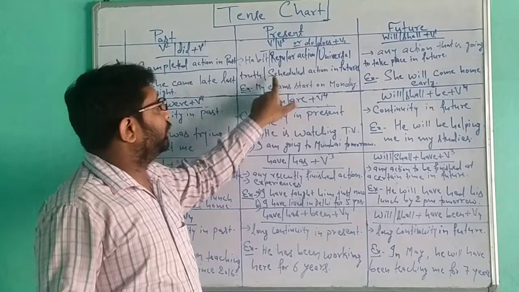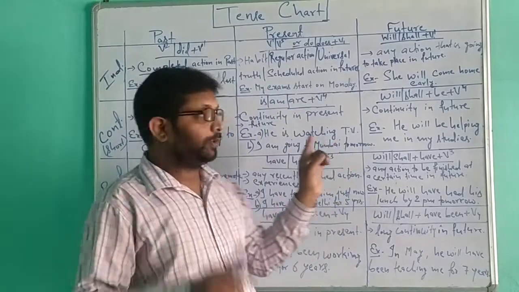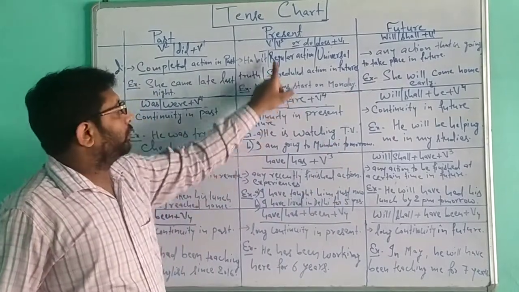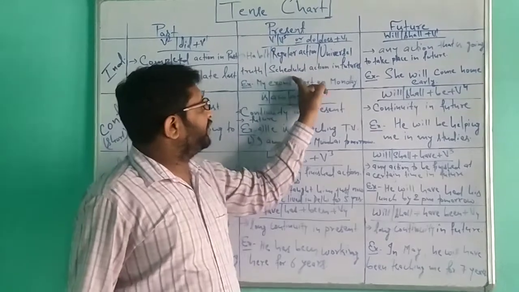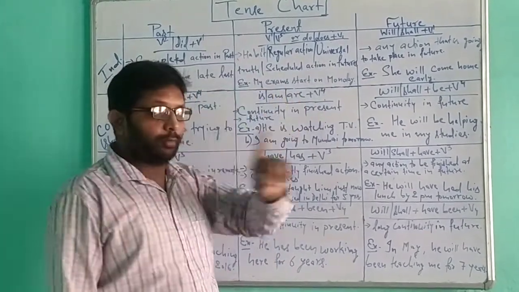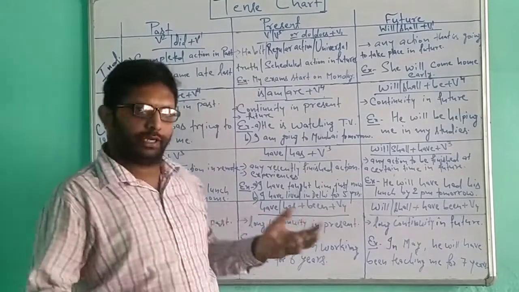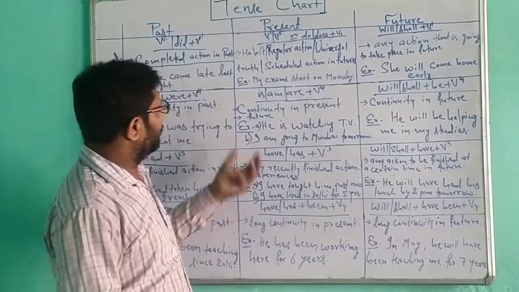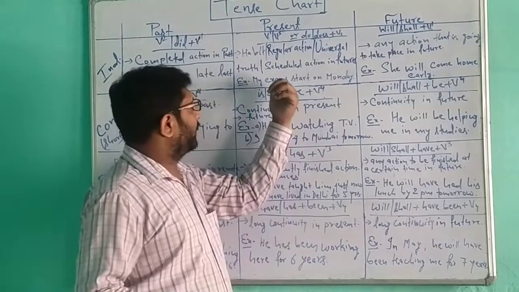If we talk about schedule, this is a very important use I'm talking about in simple present tense: a scheduled action in future. The same example has been given for the scheduled action. The rest of the examples were easy for you, so I gave them orally. Here the example has been given.